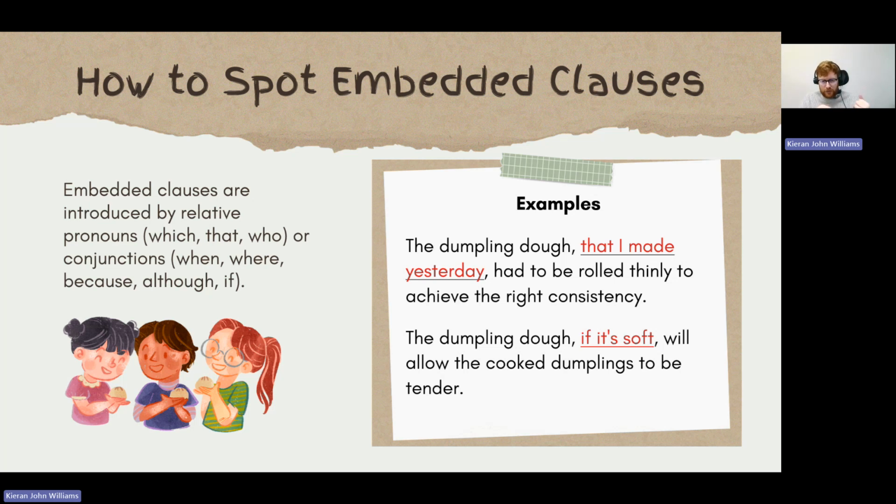In the other example, "The dumpling dough that I made yesterday had to be rolled thinly." So we've got the embedded clause here, "that I made yesterday," which adds context about when the dough was actually prepared. You see, it's not completely essential, but it provides some extra detail. It provides the context. So both embedded clauses here provide useful information that enriches the main sentence.